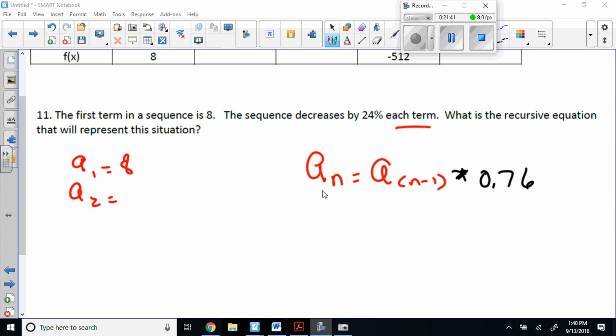Just deal with the thing. Okay, listen. Guaranteed, if it's decreasing by 24%, ladies and gentlemen, 24% is not there. 76% of it is there. You've got to understand that, okay? Just for grins and giggles, what if it increased by 24% instead of decreasing? What would be the common ratio then?